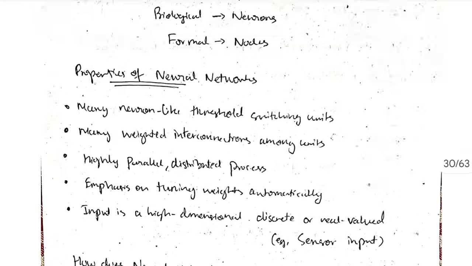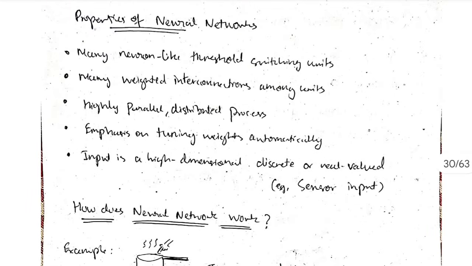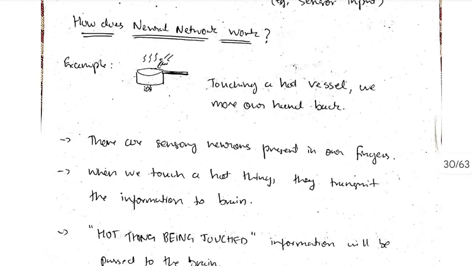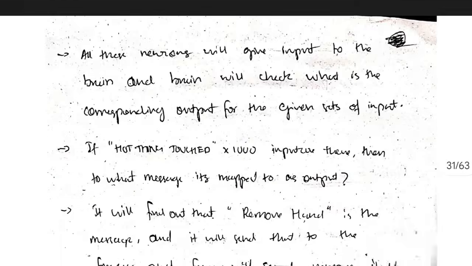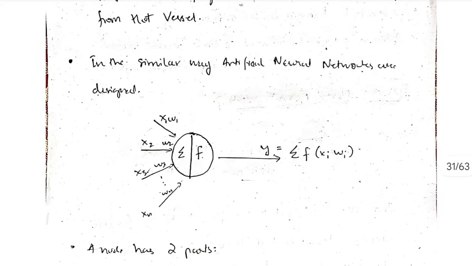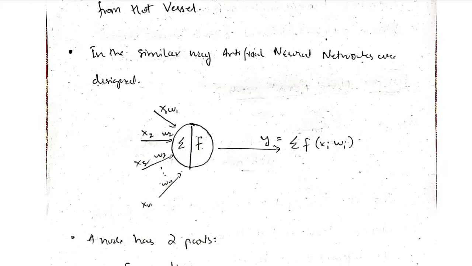The properties of neurons are given here, you can go through them. I'm not going to explain the properties; I'll just explain the important concepts you need to keep in mind from the exam point of view. The theory part you have to do by yourself. So here's the same example: how does the neural network work? All these examples I have just explained here. If you want the content of what to write in the exam, you can go through that.